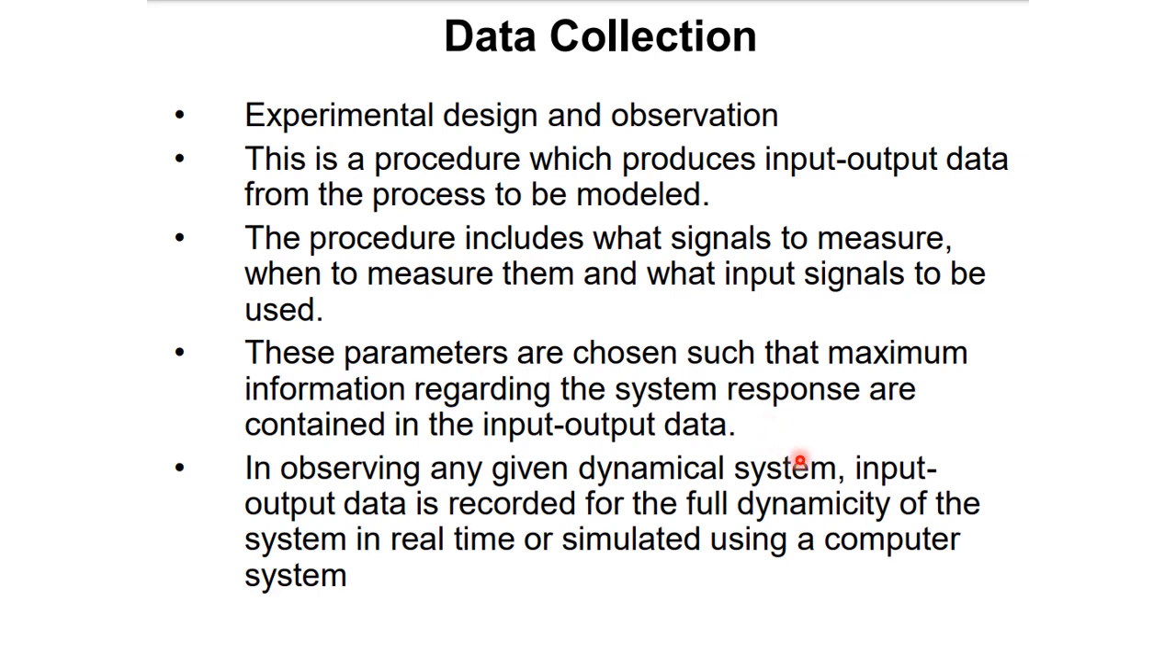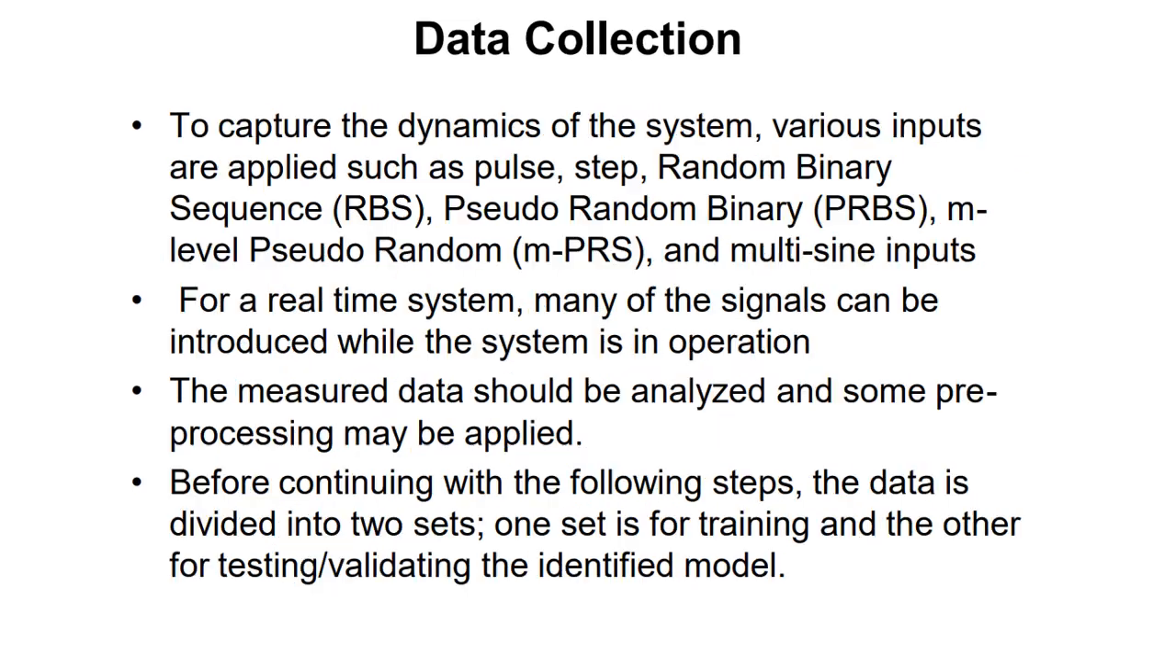In observing any given dynamic system, input-output data is recorded for the full dynamicity of the systems in real time or simulated using a computer system. To capture the dynamic of the system, various inputs are applied such as a pulse input, step input, random binary sequence, or we call it an RBS, pseudo-random binary, PRBS, M-level pseudo-random, MPRS, and multi-sine inputs. So for a real-time system, many of the signals can be introduced while the system is in operations. And the measured data should be analyzed and some pre-processing may be applied. So before continuing with the following step, the data is divided into two sets. One set is for trainings and the other set is for testing or validating the identified models. Okay.